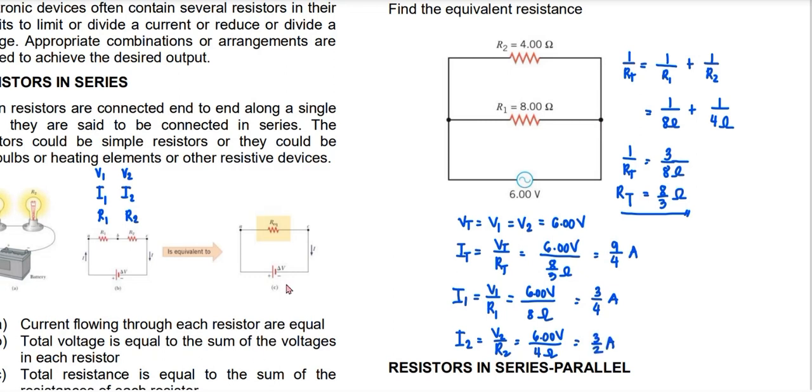So when you add 3/4 plus 3/2, equal to 9 over 4. When you add these two, is it equal to I sub T? The answer is yes. The summation of the current flowing through each resistor is equal to the total current. So 9 over 4. Okay, next.